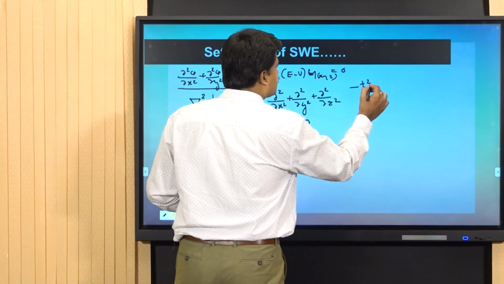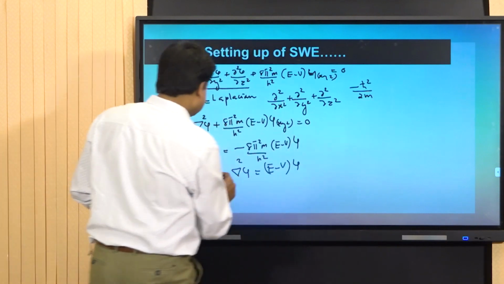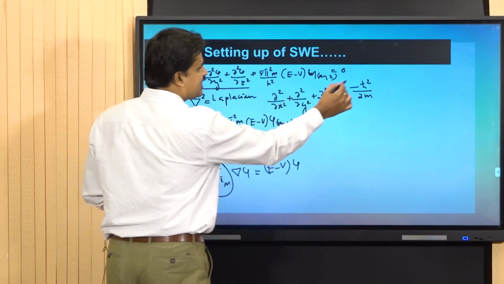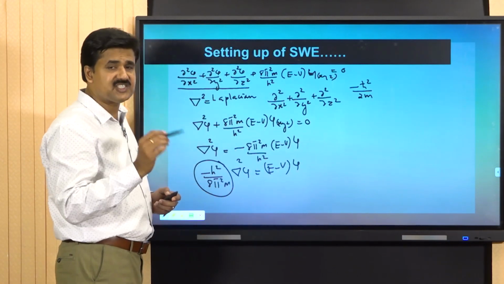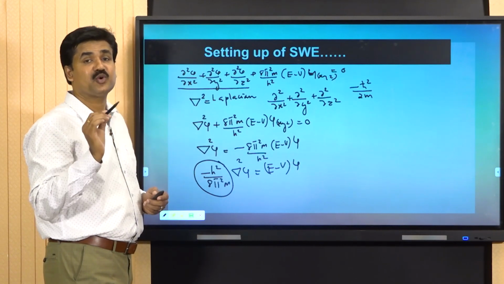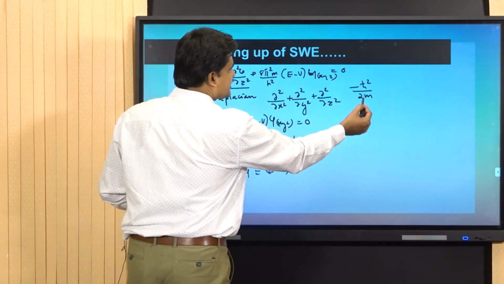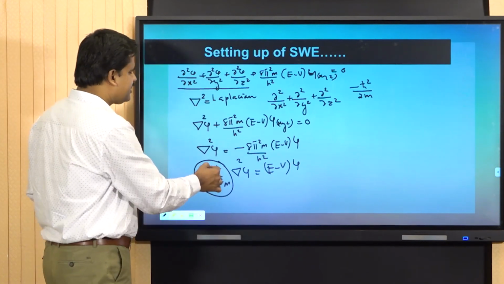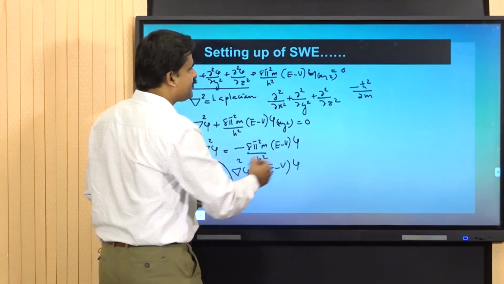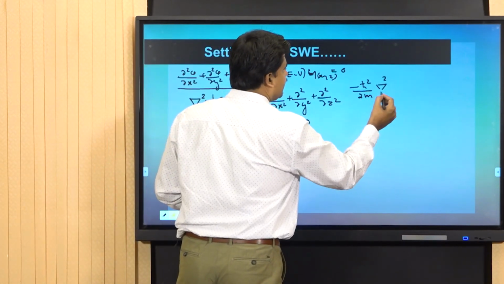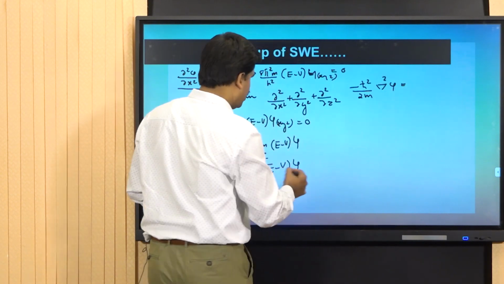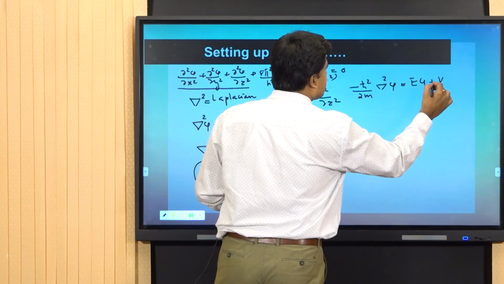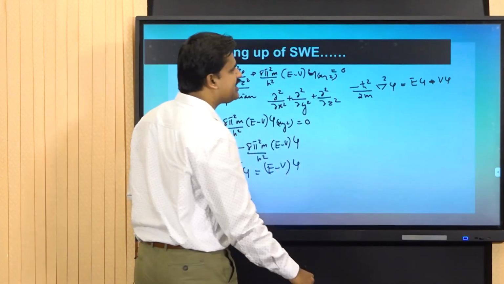Or minus h cross square by 2m. This term is equal to minus h cross square by 2m, where h cross is equal to h by 2 pi, a constant known as Dirac's constant. So minus h cross square by 2m is equal to minus h square by 8 pi square m. Here this is replaced by minus h cross square by 2m. Minus h cross square by 2m del square psi is equal to E psi minus V psi.